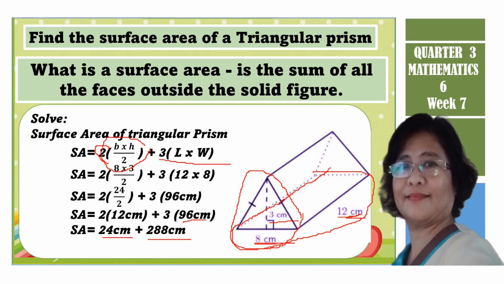Then combine the two shapes, the triangle and the rectangles. We have now our final answer, which is 312 centimeter squared.